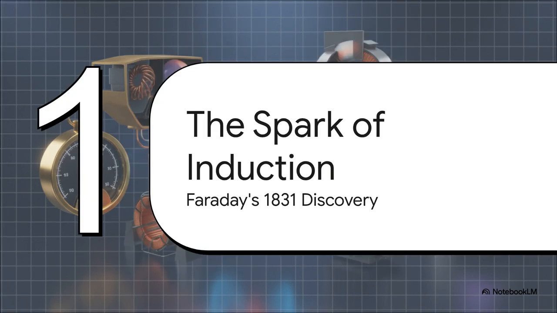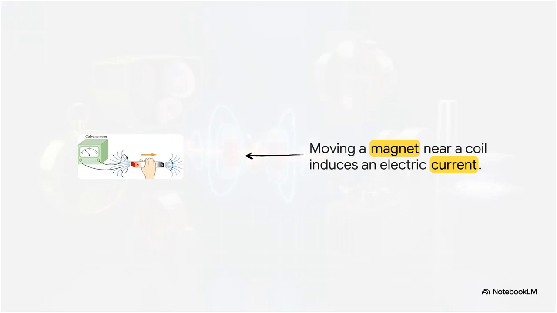All right, Section 1, the spark of induction and Faraday's 1831 discovery. Let's set the scene here. The year is 1831, and we're in the cluttered laboratory of Michael Faraday. Imagine a breakthrough setup: a simple bar magnet being held in a hand, moving toward a coiled-up copper wire. Hooked up to this is a galvanometer, which is basically just an instrument used to detect really tiny electrical currents.